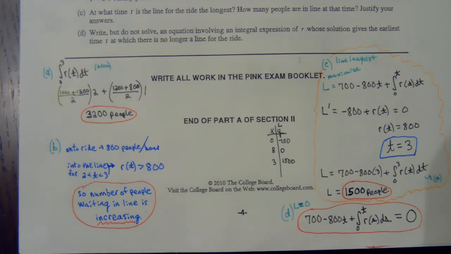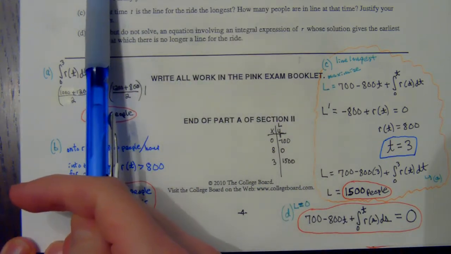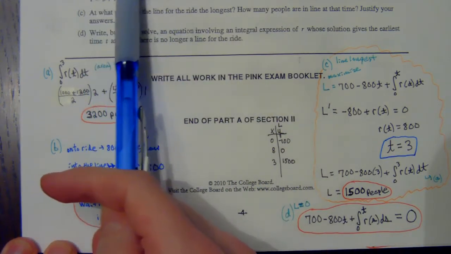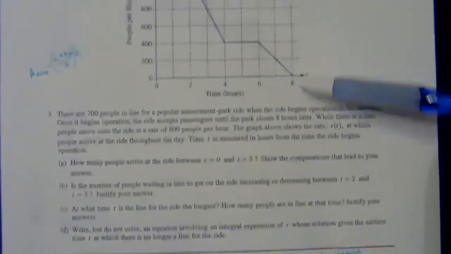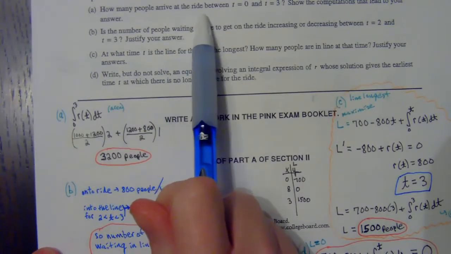There's all my work for that one in case you just need to see all of that. But the graph is the amount of people that are moving into the line. All right, they're arriving at the ride throughout the day, so they're going to wait in line. That's what this graph is about, and they're moving onto the ride at a rate of 800 people per hour. So part A just says how many people arrive at the ride.